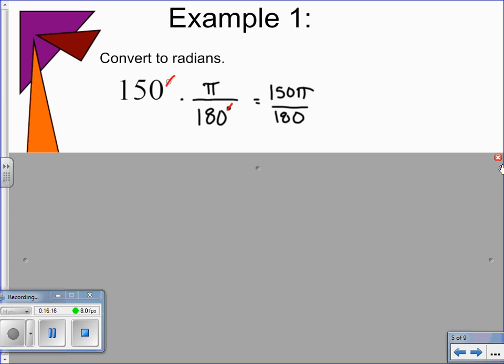What's nice about both of these is they're both divisible by 10, so that's really like 15 pi over 18. And then 15 and 18 are both divisible by 3, Jace says. So I could reduce those even further. 15 divided by 3 is 5 pi. 18 divided by 3 is 6. So we have 5 pi over 6.